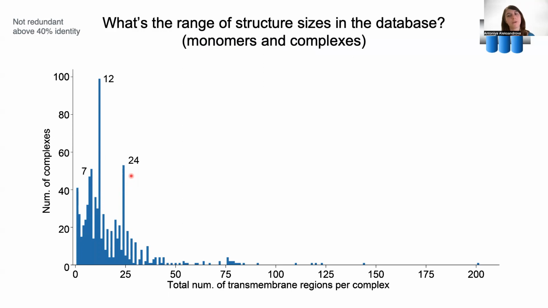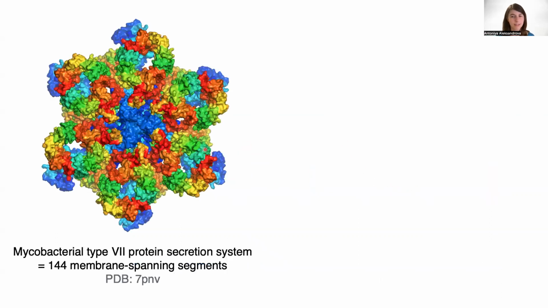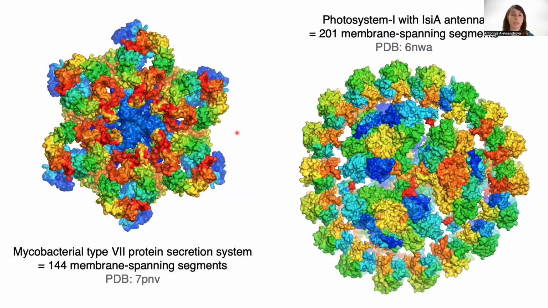Notably, though, the database now includes enormous complexes with over 200 transmembrane segments, such as these giants here, a type 7 secretion system from tuberculosis and a photosystem 1 complex. Proteins like this can present challenges not only in terms of scaling, but sometimes in the types of global and local subsymmetries that can be detected.